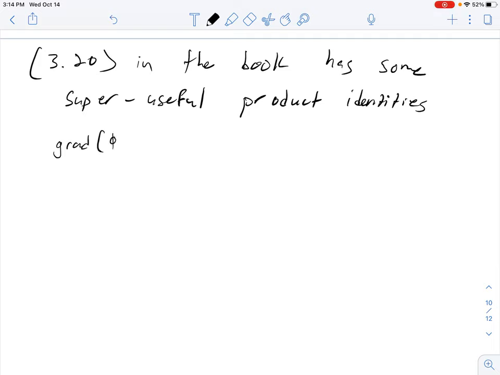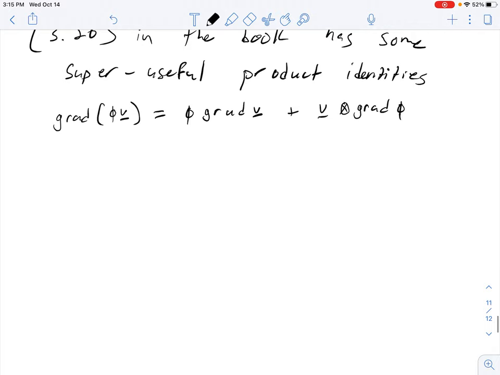The gradient of a scalar field times a vector field is equal to the scalar field times the gradient of the vector field plus the vector field tensor product the gradient of the scalar field. Probably never saw it written out that way before because you didn't use direct notation in vector calc, but that's what it is. All right, the gradient of the inner product of two vector fields.